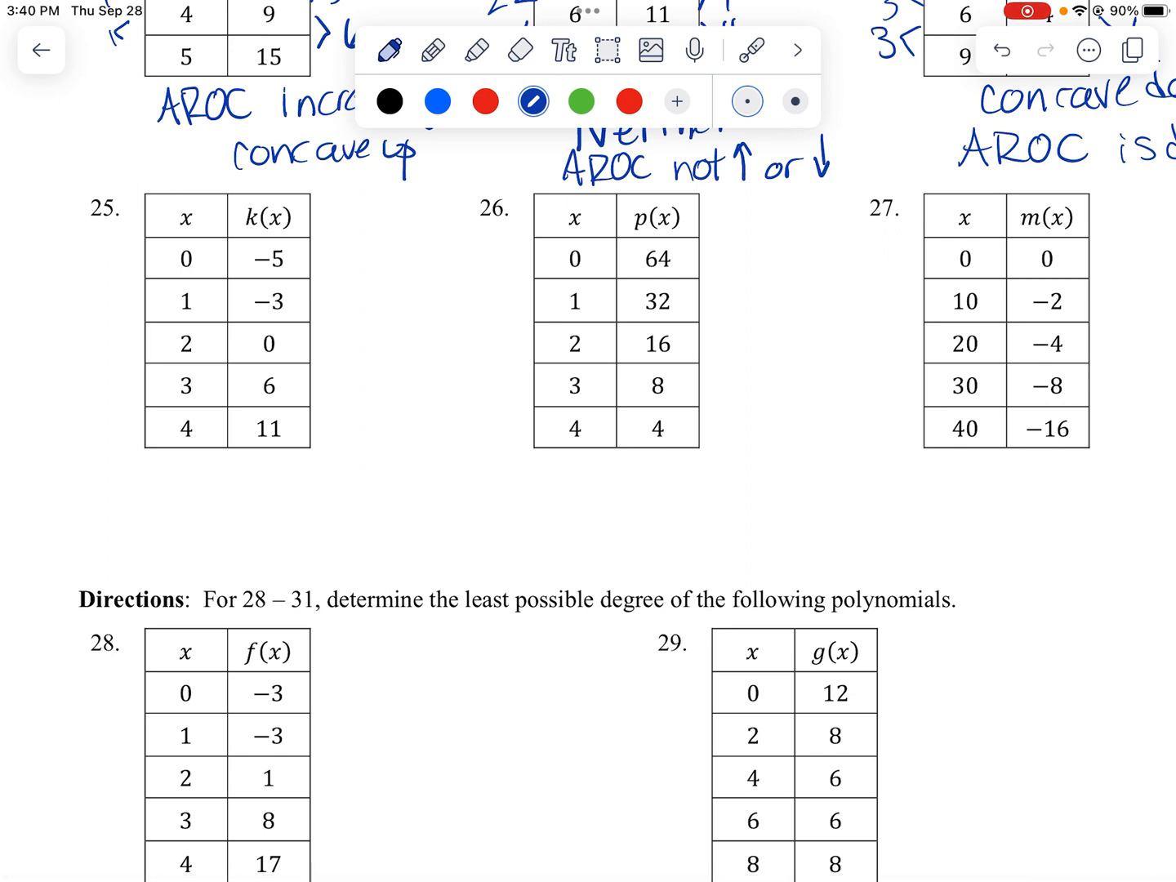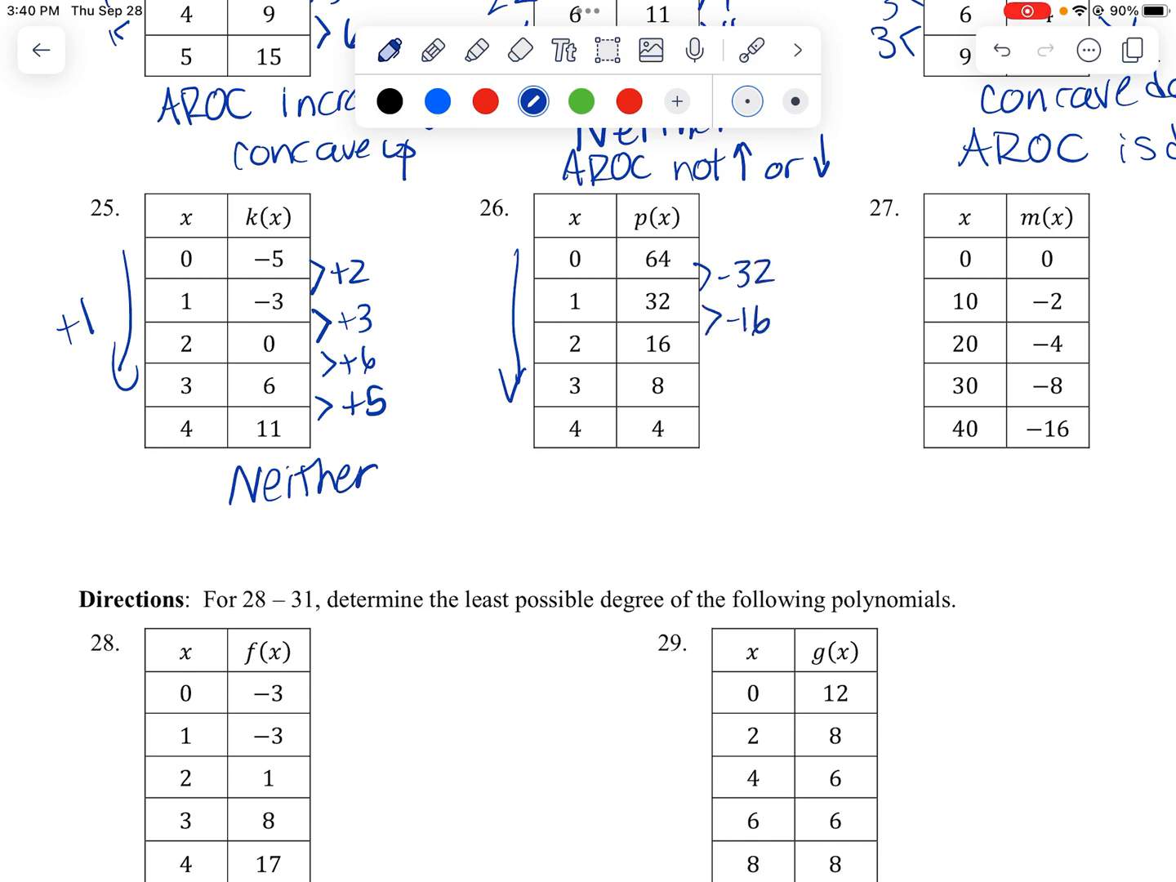All right, this next one, the left is all going up by 1. So let's see, this is going up by 2, up by 3, up by 6, up by 5. So this is going to be a neither, because it's going up and then down. This one is going up by 1, so let's see, down by 32, down by 16, down by 8, down by 4. So this is going to be concave up, because even though they're all negative, they're increasing, so the average rate of change is increasing.